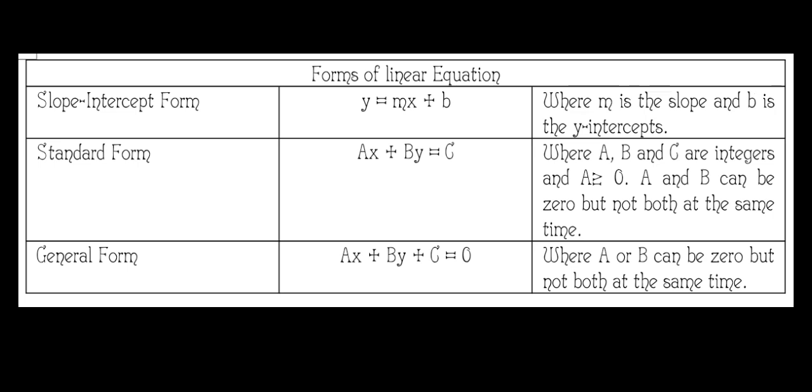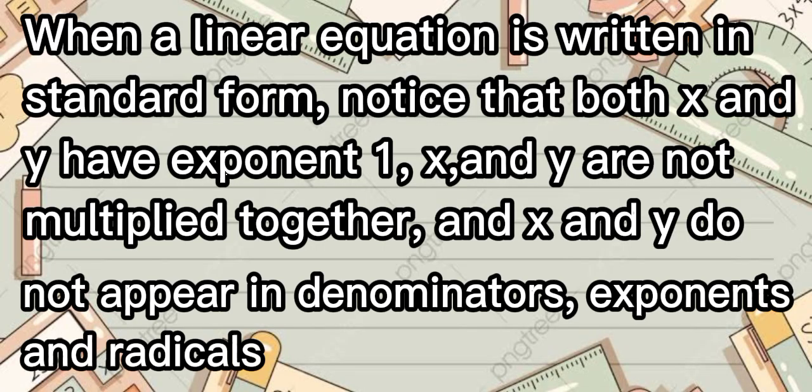In general form, we have ax + by + c = 0, where a or b can be 0 but not both at the same time. When a linear equation is written in standard form, notice that both x and y have exponent 1. x and y are not multiplied together, and x and y do not appear in denominators, exponents, and radicals.